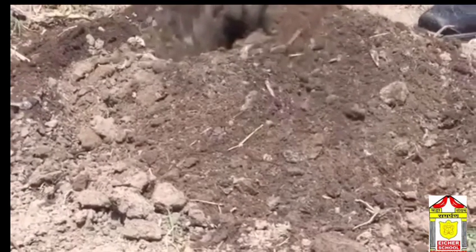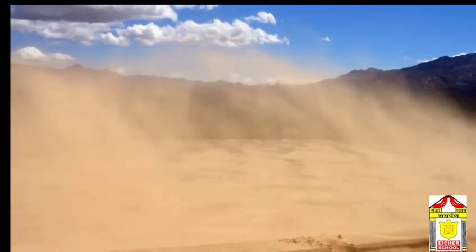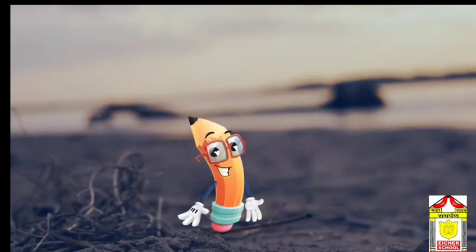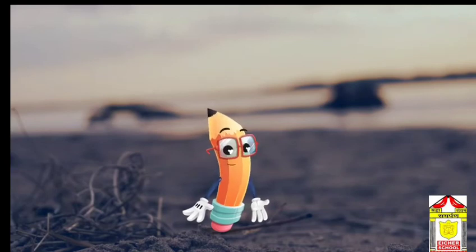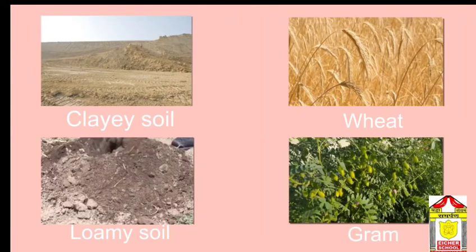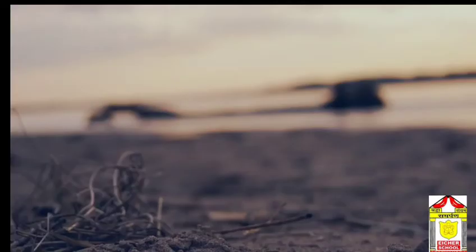As we have learned about all these three types of soils, the soil is affected by wind, rainfall, temperature, light and humidity. These are some important climatic factors which affect the soil profile and bring changes in the soil structure. Clay and loamy soil are both suitable for growing cereals like wheat and gram. Such soils are good at retaining water.